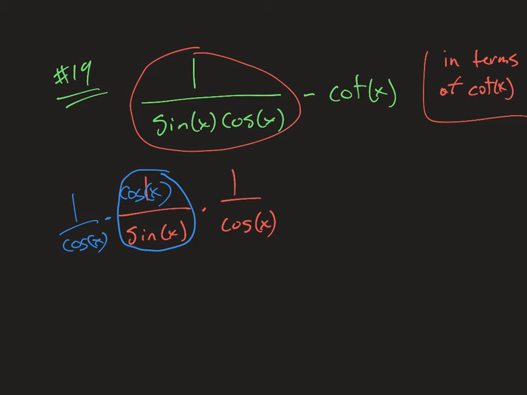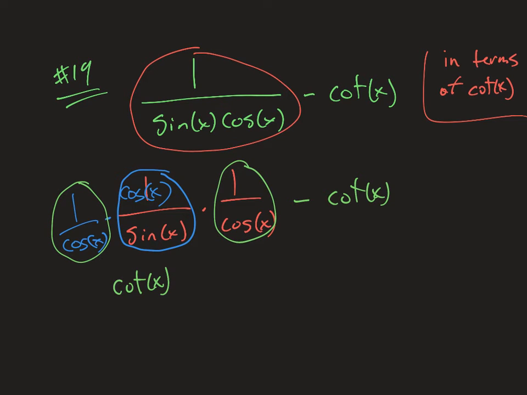Now, before I go and rewrite that next line, don't forget there's still a minus cotangent of x over here. That expression's okay, it's already in terms of cotangent of x. So now let's rewrite what we have here and see if we can write this just in terms of cotangent of x. So check it out. The blue circle that I mentioned there, that is a cotangent of x. I have a 1 over cosine of x here and a 1 over cosine of x here. That's 1 over cosine squared of x, which I'm going to write as secant squared of x, because the reciprocal identity is that cosine of x is 1 over secant and secant's 1 over cosine.